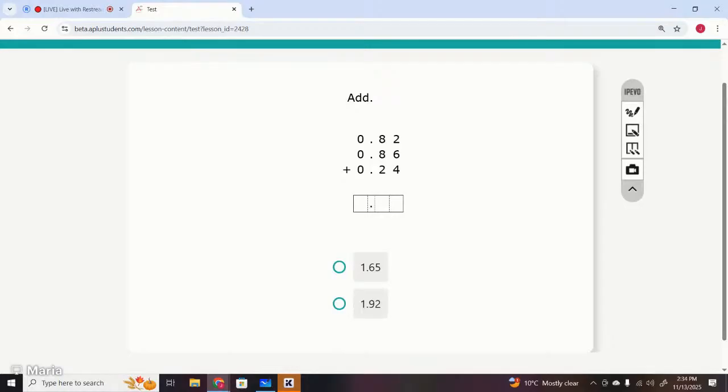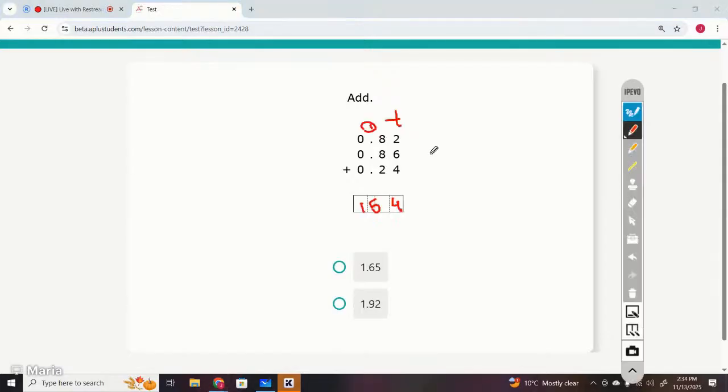Okay, let's just add 0.82 plus 0.86 and plus 0.24. So start adding from the digits that are at the 100th position, then the 10th position, and on the left of the decimal, the first one is the digit that has the ones position, right? So just add. So which is the correct option? Who is going to answer?